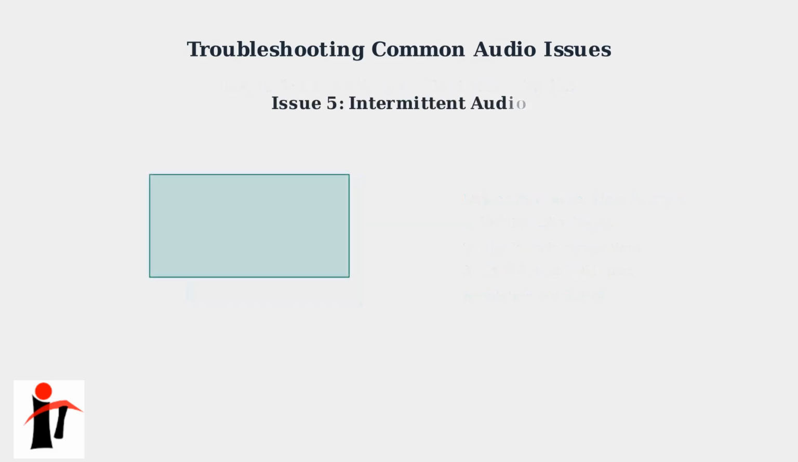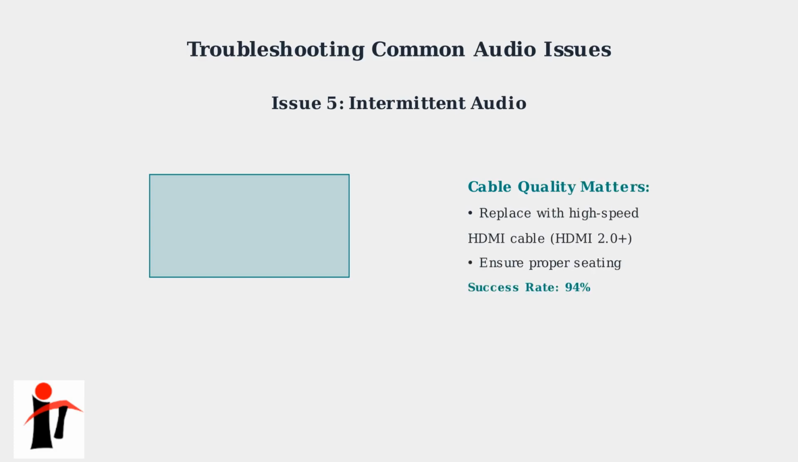Intermittent audio problems are often caused by inadequate HDMI cables. Replace your cable with a high-speed HDMI version 2.0 or higher and ensure it's properly seated in both ports. This solution has a 94% success rate.